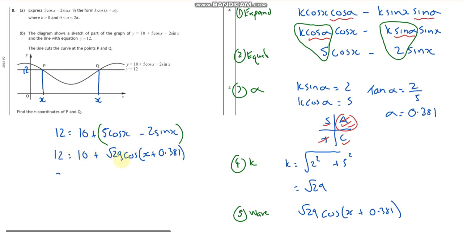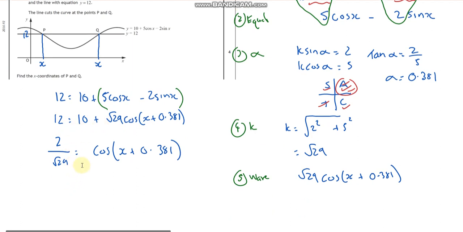So I take away 10 from both sides. So I've got 2, and divide by root 29 to be left with cos of x plus 0.381. So take away 10, divide by root 29. Fantastic. So I'll do the inverse cos of that. So inverse cos, shift cos, 2 divided by root 29. So that comes out as 1.19, and that's then equal to my x plus 0.381.